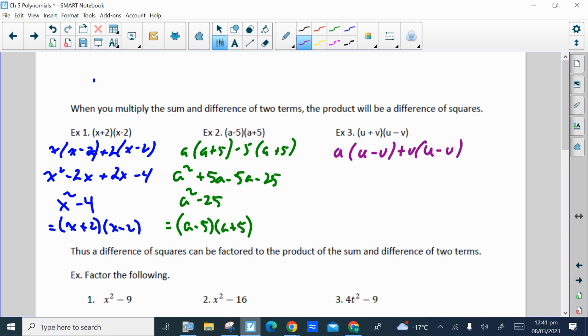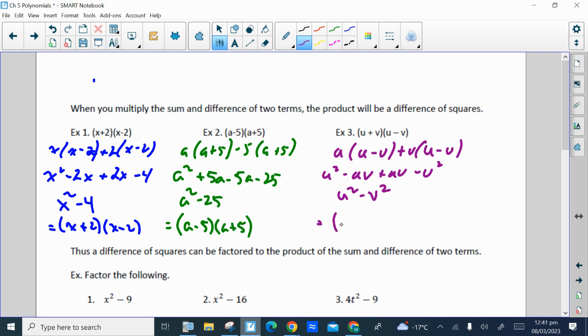Okay, so u times u is u squared. Now u times negative v is negative uv, and v times u is positive vu or positive uv. And v times negative v is minus v squared. So again, the negative uv and the positive uv cancel each other out. And you're left with u squared minus v squared, which once again is a difference of squares. You've got two terms, there's a minus sign in between, and both terms are perfect squares. So this is what you get when you multiply out u plus v and u minus v.